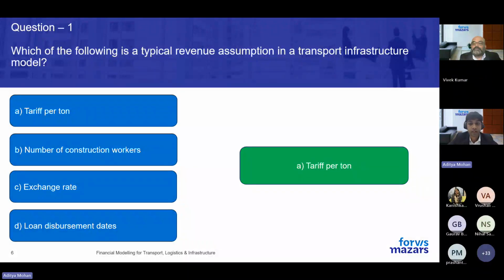So the correct answer is tariff per ton. This is one of the fundamental revenue drivers, especially in port, rail, and logistics models. It's important to remember that assumptions related to tariff, volumes, and throughput are central to any transport infrastructure model.